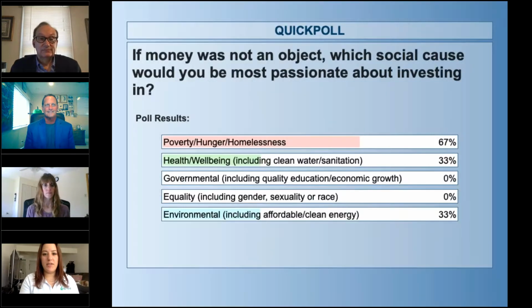So it looks like the majority of us are interested in or would be passionate about poverty, hunger, homelessness, followed by health and well-being, which could include clean water and sanitation, followed by environmental. That would include anything like affordable or clean energy. And then the other options were governmental, which would include quality education or economic growth, and equality, which would include any causes surrounding gender, sexuality, or race.